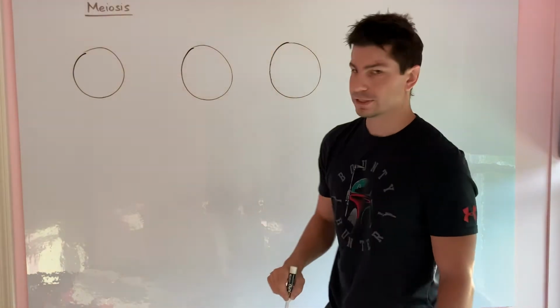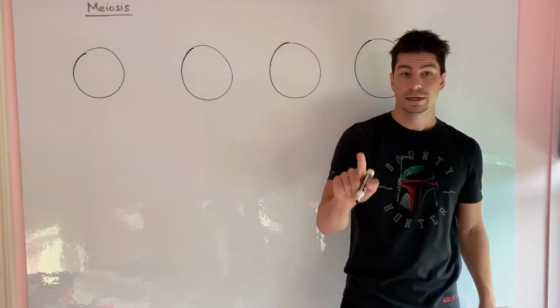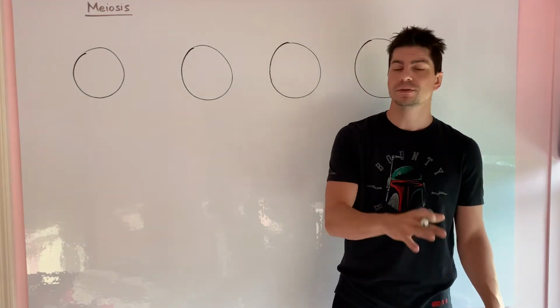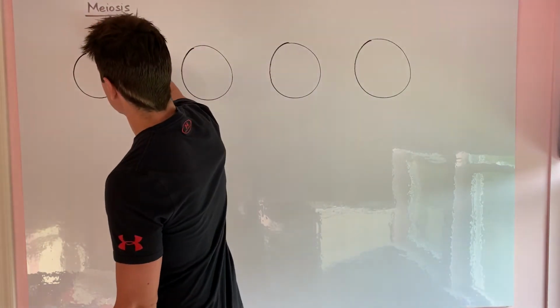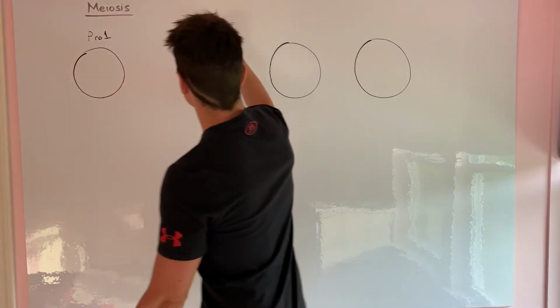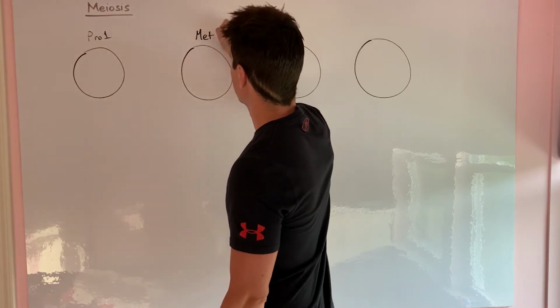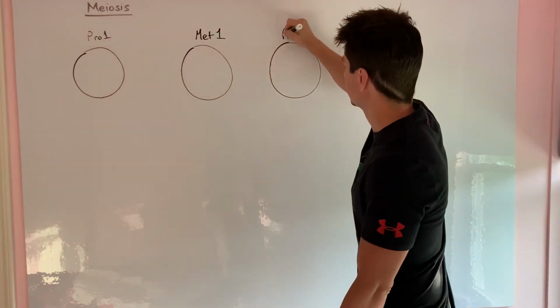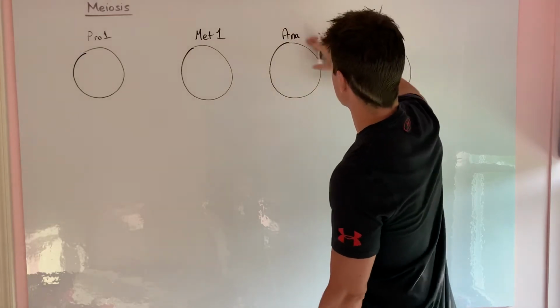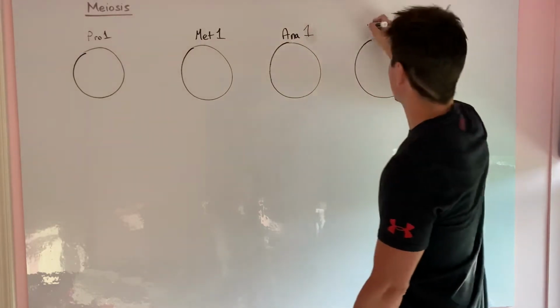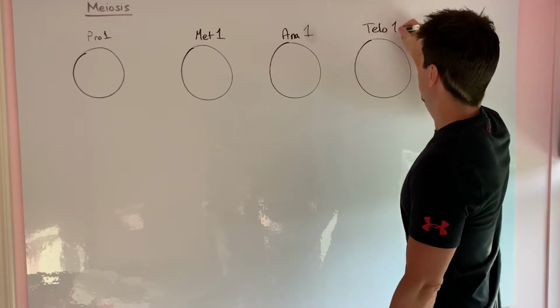Okay, so let's start off with meiosis number 1. Meiosis number 1 is going to consist of prophase 1, metaphase 1, anaphase 1, and telophase 1. I'm just going to write this: Pro 1, Met 1, Ana 1, and Telo 1.